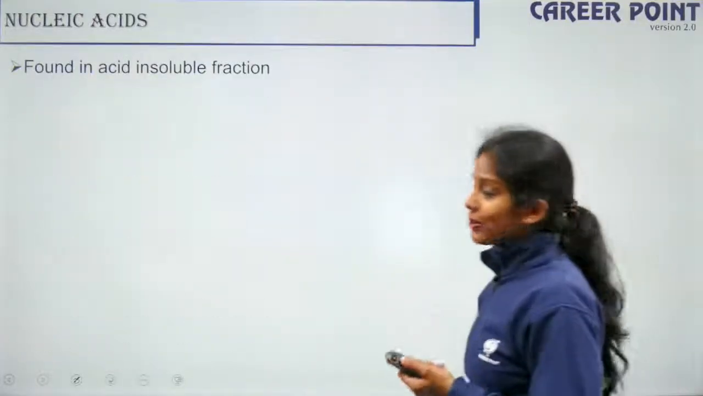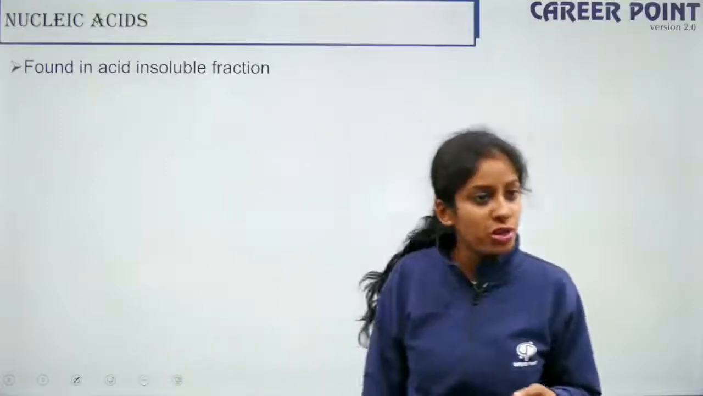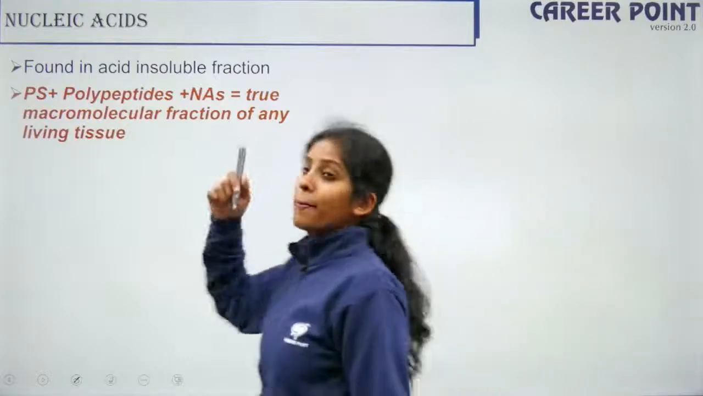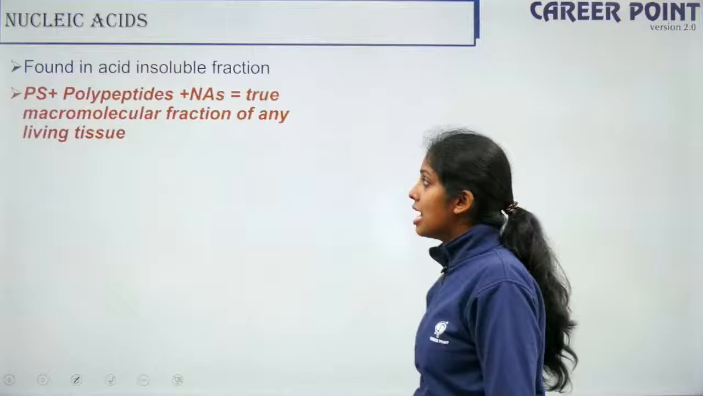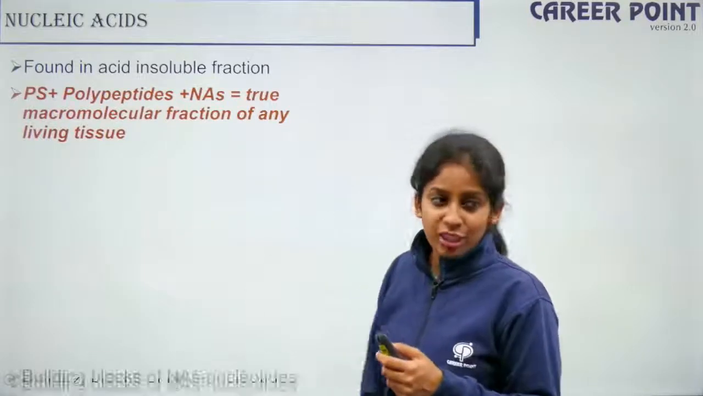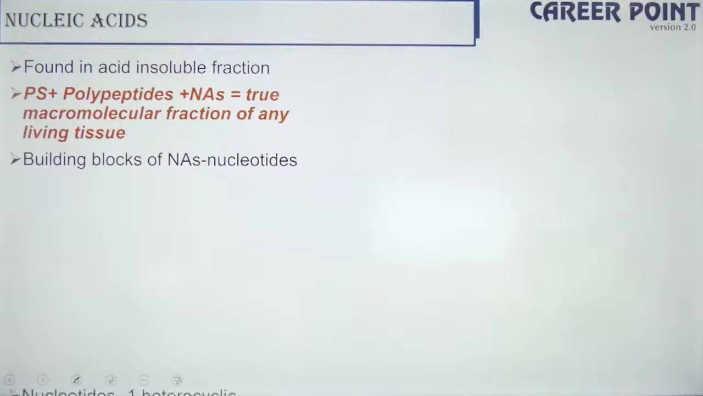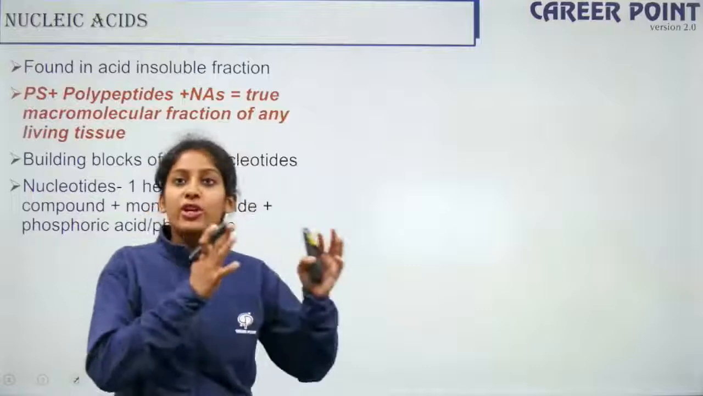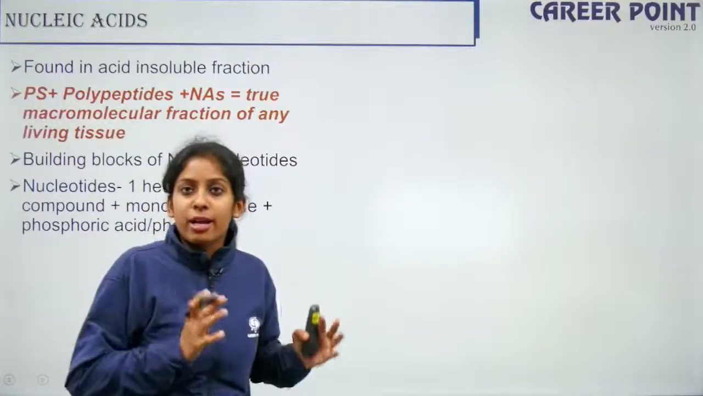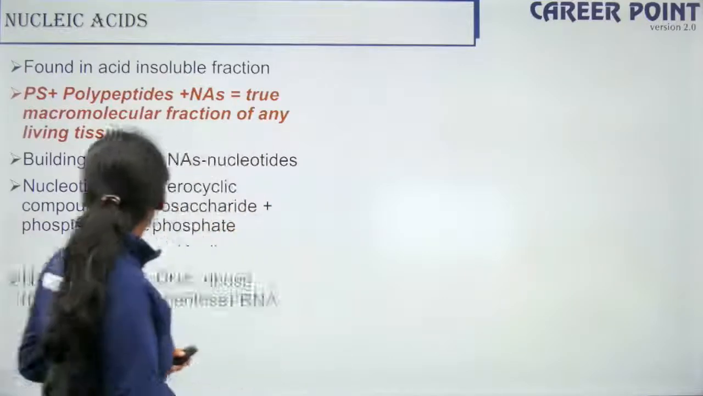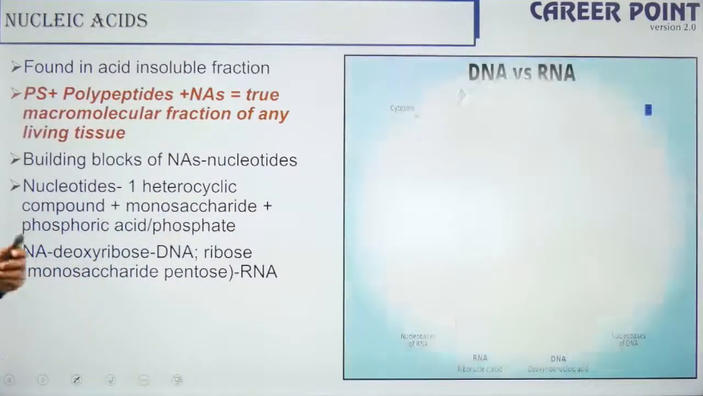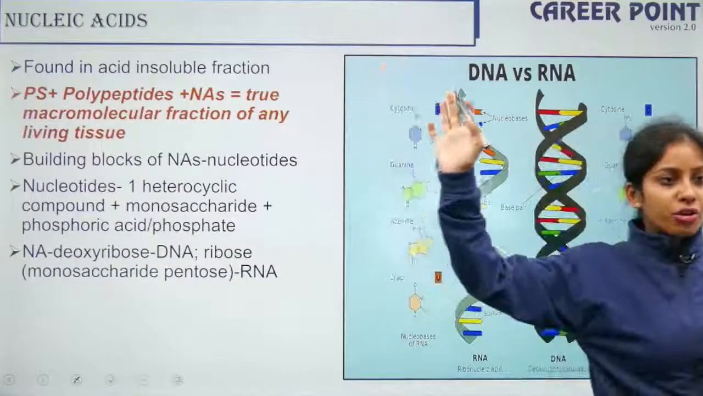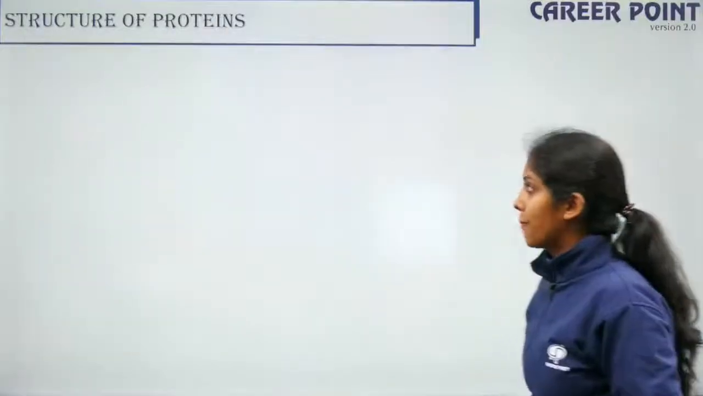So then we talk about your nucleic acids. They are found in the acid insoluble fraction. They are made up of nucleotides. So polysaccharides, polypeptides which are your proteins, plus your nucleic acids are the true macromolecular fraction of any living tissue, right? They form the building blocks of your nucleic acids, that is your nucleotides. We know the structure of nucleotides: it has one nucleoside and a phosphate. The nucleoside is made up of a nitrogenous base and a sugar, right? We know how the sugar varies in RNA and DNA because I wrote the entire tabular column of nucleotides in the last class. I hope you guys remember, right?